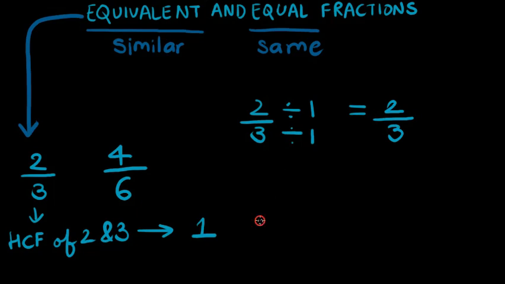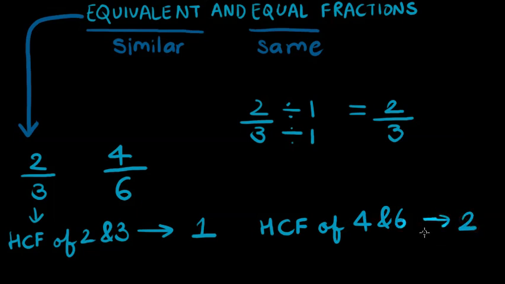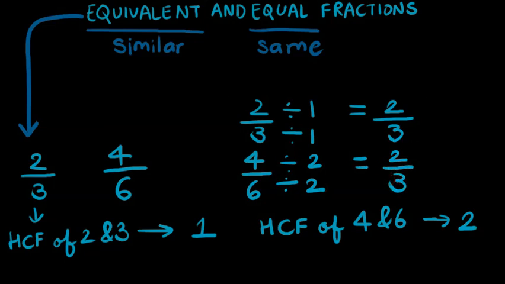So I have 4 upon 6 now. Let's take the HCF of 4 and 6. This will give us 2, because 2 into 2 is 4 and 2 into 3 is 6. So now what I observe is, when I get 4 upon 6 and I divide both the numerator and the denominator by the highest common factor, that is 2, I get 2 upon 3. And these two are the same fractions, like they are equal fractions, which we'll learn about later.